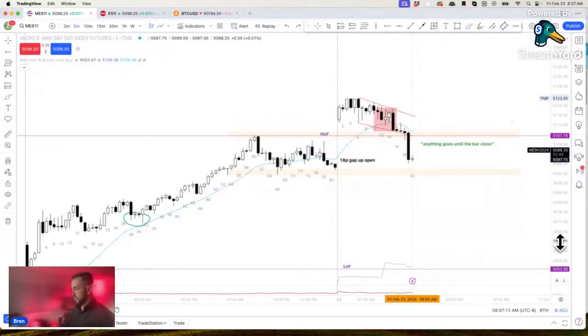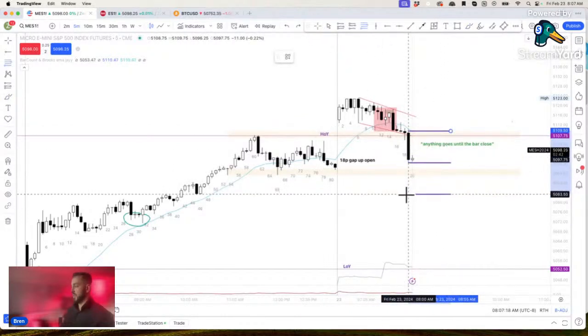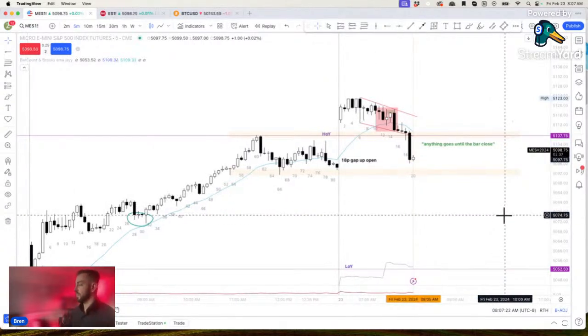That's a strong leg. So another possibility is we get another move down, just like the last one, right? Down to here. That's a possibility.